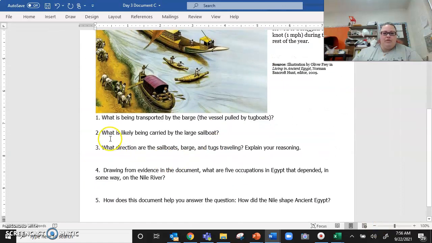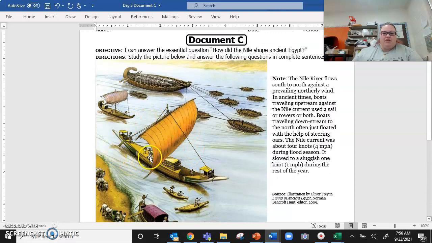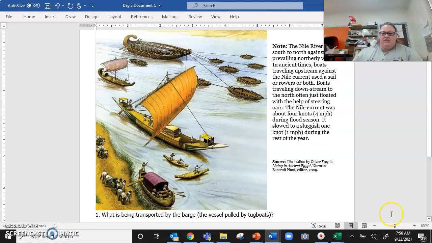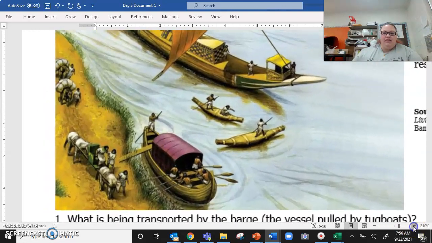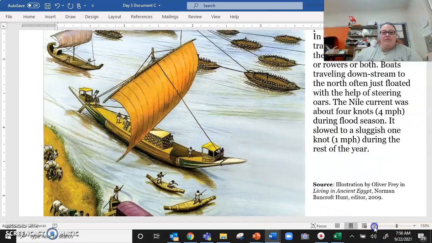Number 2, what is likely being carried by the large sailboats? So here's our large sailboats. There's that thing that's being carried. Again, we can zoom in. So what do you think that is? And as always, you are answering in complete sentences.